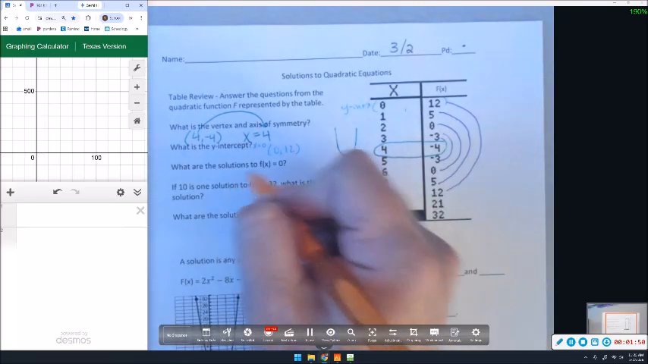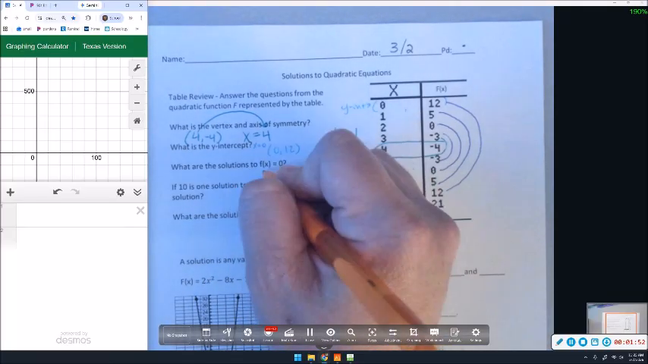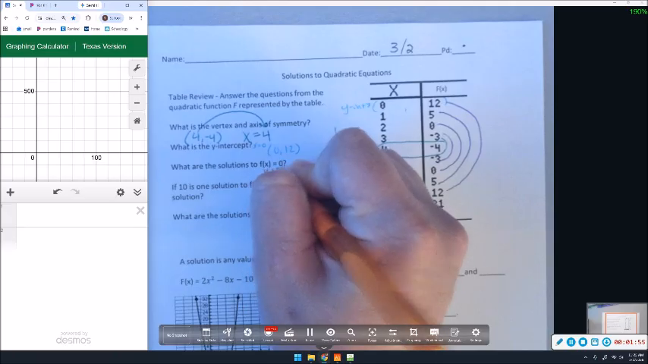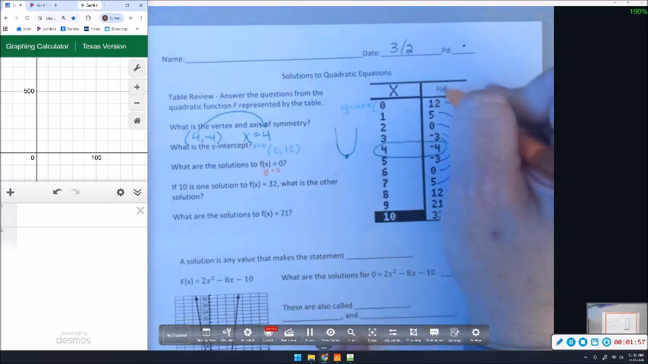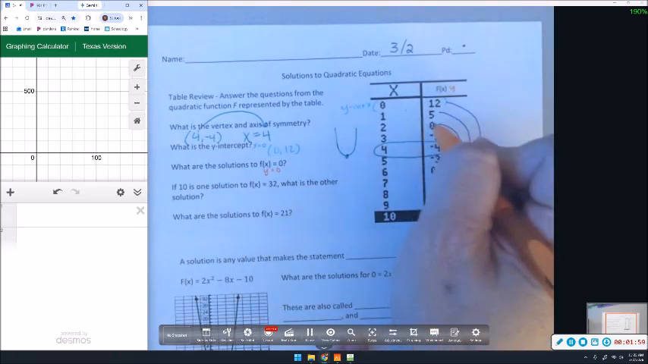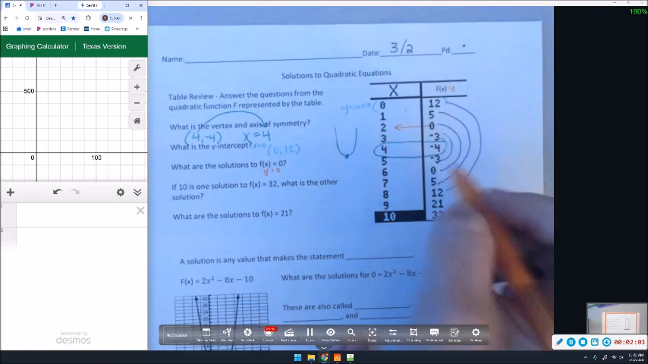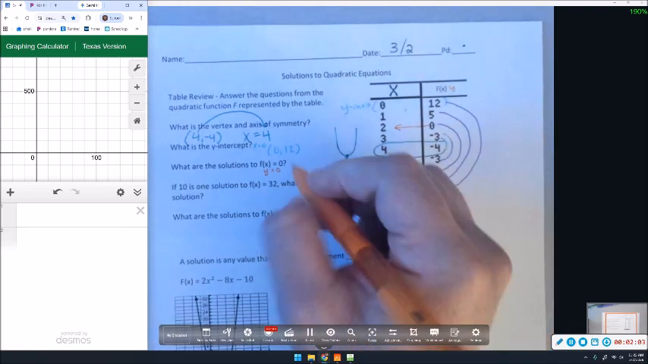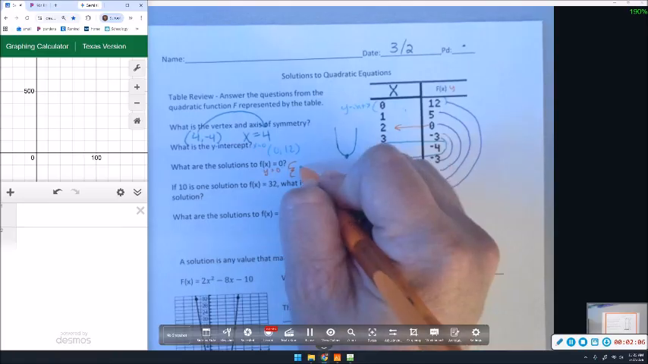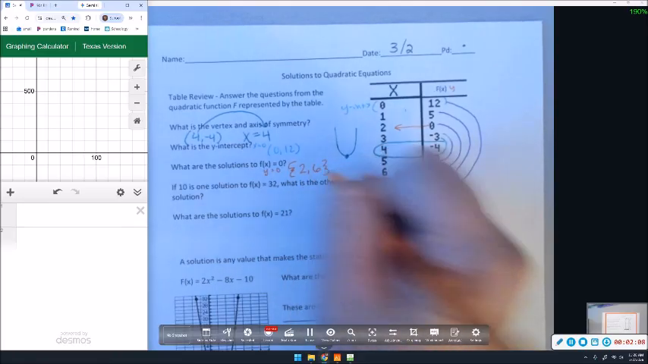Okay, and then it says, what are the solutions to f of x equals 0? Isn't f of x just y? Yeah. So now it's saying y equals 0. Well, look, this is f of x, or y. So y is 0 at 2, and again at 6. So I'm going to use fancy brackets or braces because I'm going to list my answers.